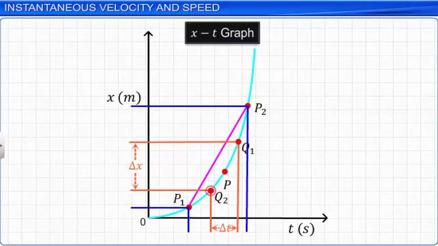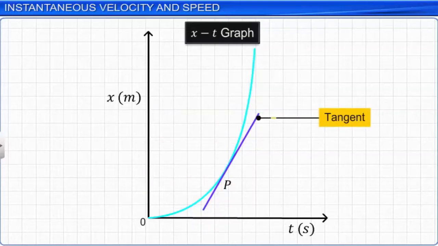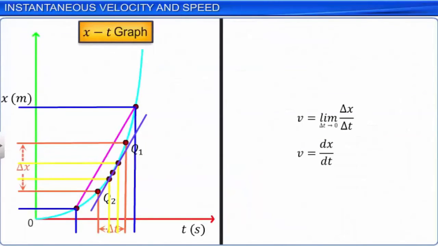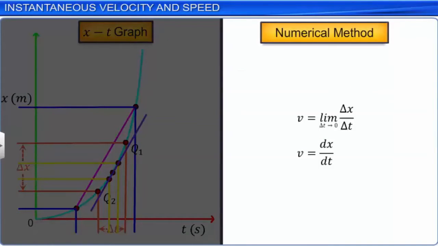On further decreasing the value of delta t, we finally get one line, which is the tangent to the curve at point P. The slope of this tangent represents the instantaneous velocity at point P. Slope is represented by tan theta as shown in the graph. This graphical method of finding the instantaneous velocity at any point is cumbersome. Therefore, we generally use the numerical method using calculus. Let's solve a problem using this numerical method.